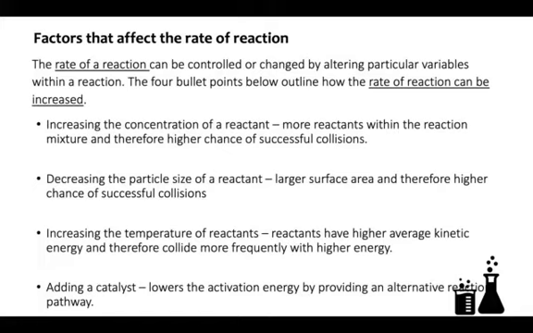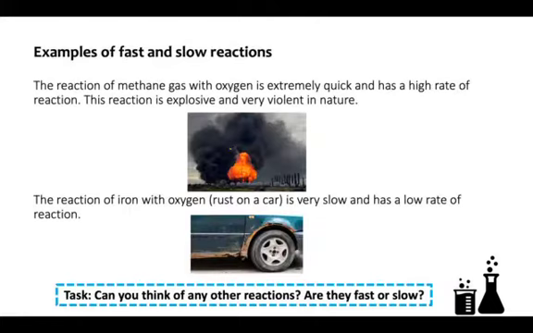And the final one that you've got to be aware of is if you add a catalyst, this lowers the activation energy and is able to provide you with an alternative reaction pathway. Okay, so that's the 4 factors that you've got to be aware of that are able to increase the rate of reaction. Okay, so I've got a couple of examples here of fast and slow reactions.